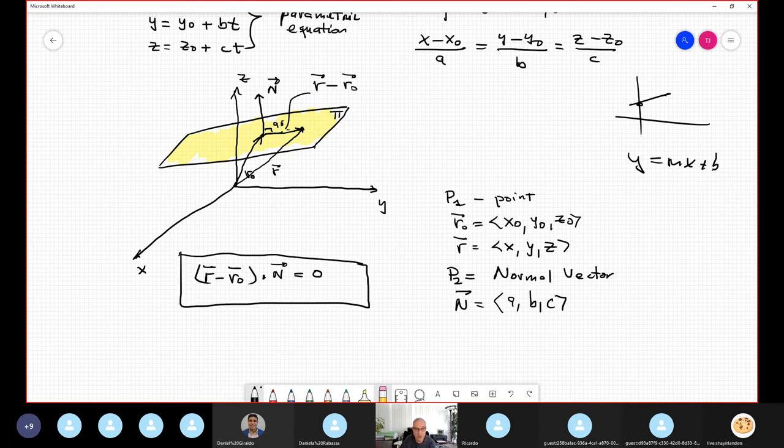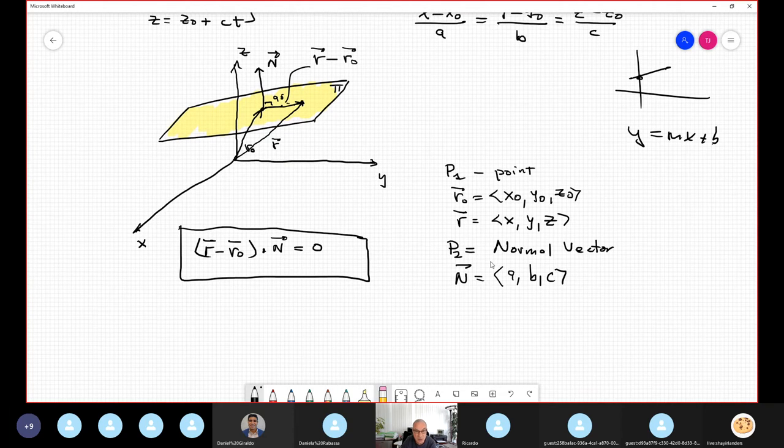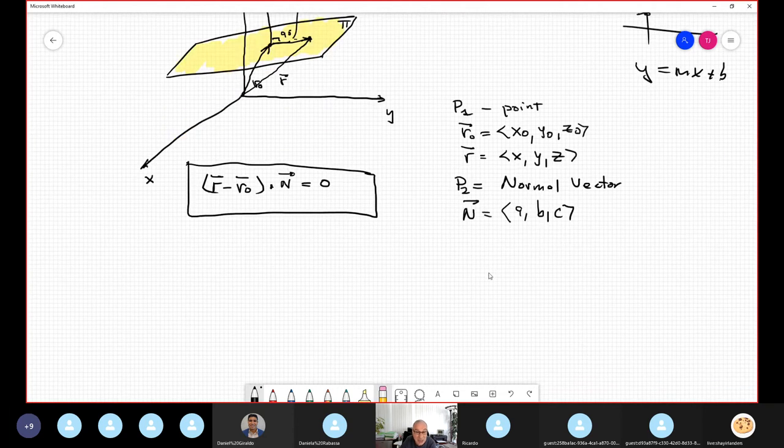It looks complicated, but don't worry. I want to translate this into one common language. This is the vector equation of the plane. The most important thing you need to remember is that to define one plane in 3D, you need a point on the plane and you need a normal vector.